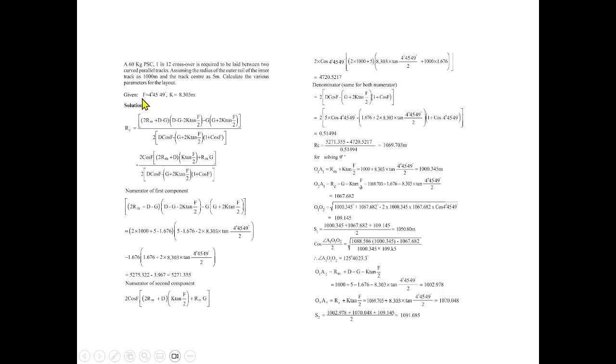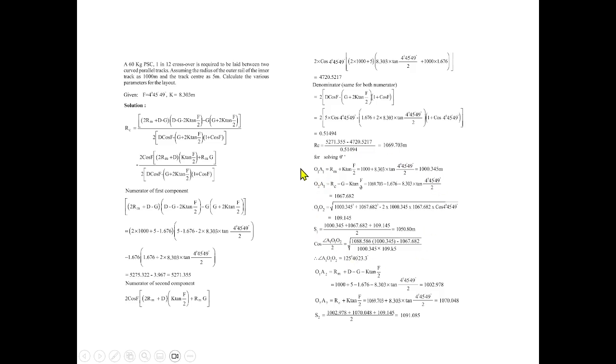F is given, crossing angle 1:12, points across we are using. K, of course, is the standard dimension for the 1:12 turnout. The K value we can take from the table. Okay, so using this formula for RC, ultimately we are finding out the value. Here we know RM, we know D, G, everything is there. Substituting all the values, finally we are getting RC equal to 1069.703, the radius of connecting curve.